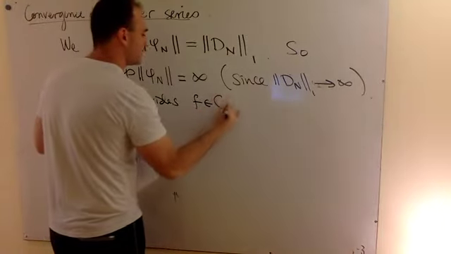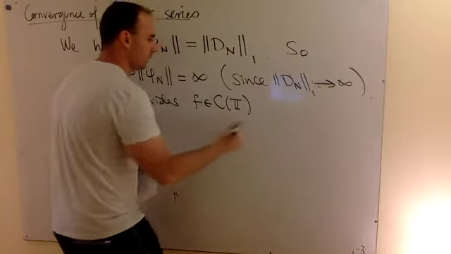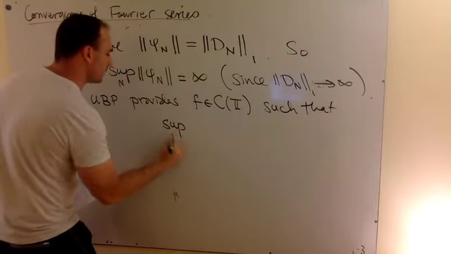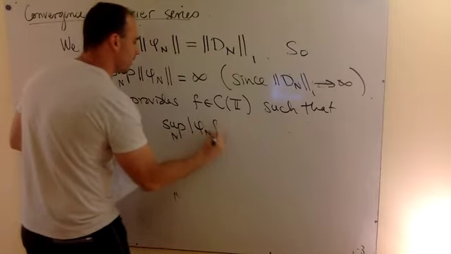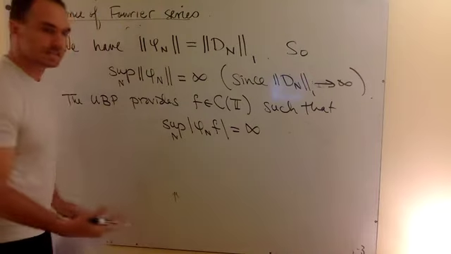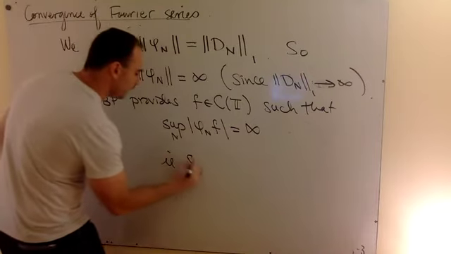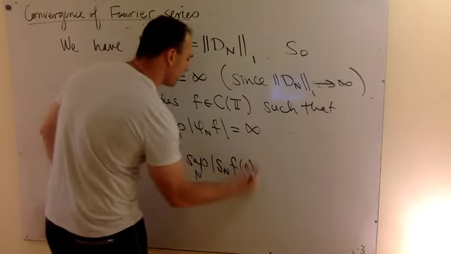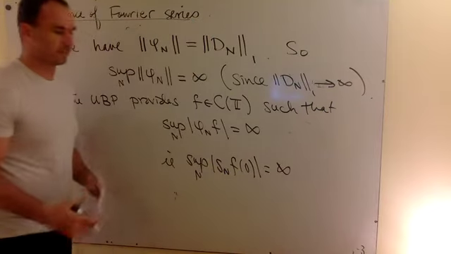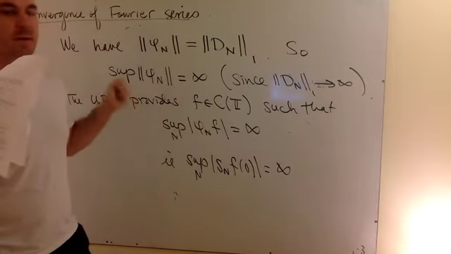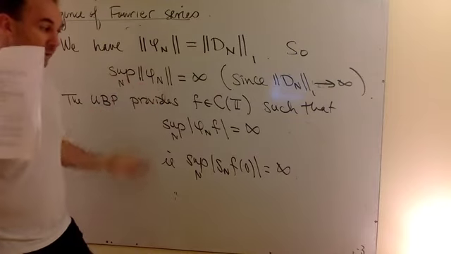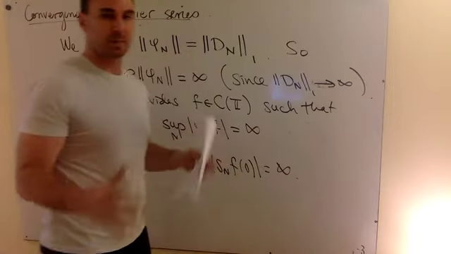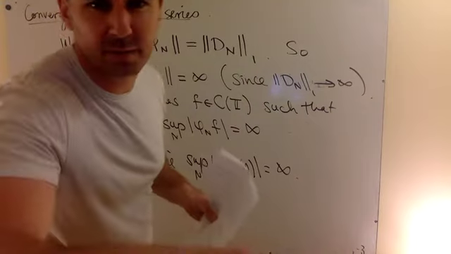And there is an f here such that the sup over n of this operator applied to f equals infinity, and this is exactly the way I defined this. This is the partial sum operator evaluated at 0. So in other words, we get this f from the uniform boundedness principle. There just exists one, there exists some f. And so that's it.